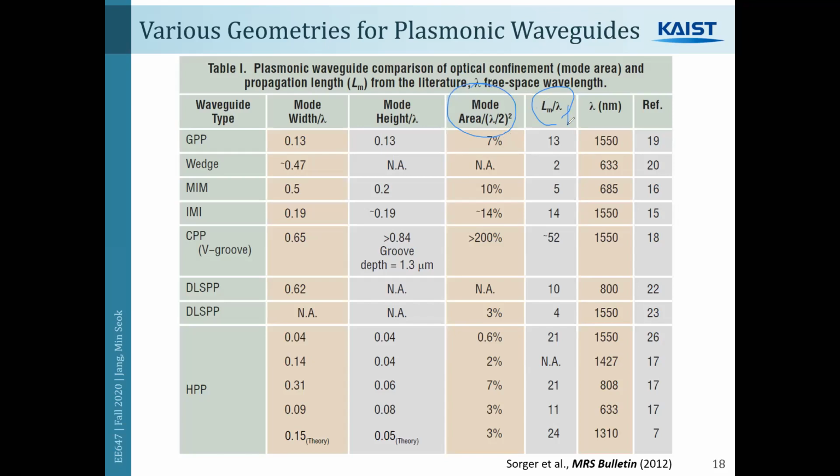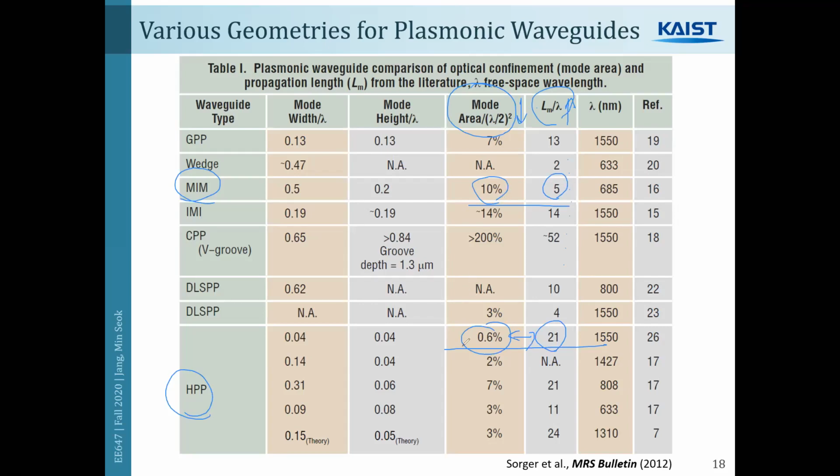So we want this number to be high, this number to be small, right? And you can see here, the hybrid surface plasmon polariton is here. So you have a propagation length of 21 times lambda, while the mode area is 0.6% of the diffraction limit. Okay, so this is a very nice combination. If you compare this with a simple MIM waveguide, for instance, the propagation length is shorter here, while the mode area is actually larger, which is worse, right?